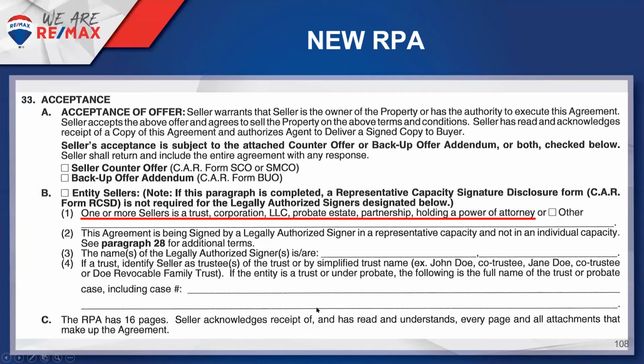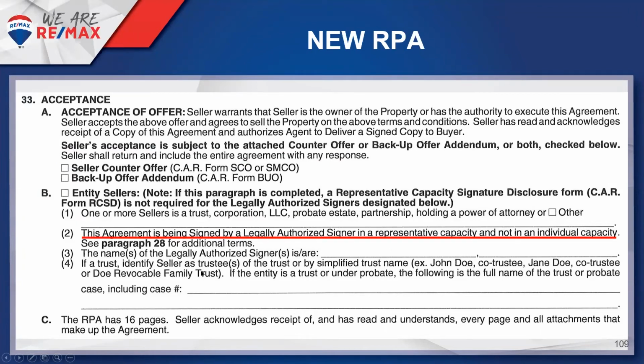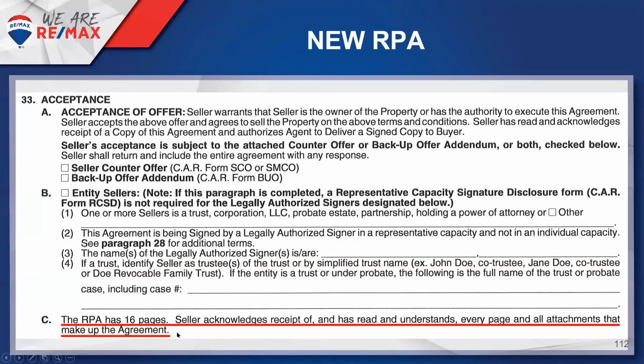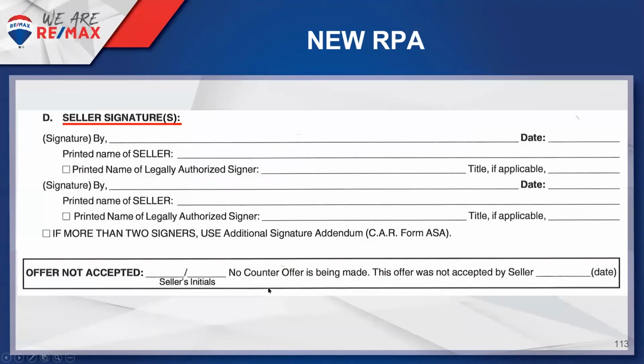One or more of the sellers is a trust, corporation, LLC, probate, partnership, or holds the power of attorney. There is an other in that blank if you have another entity. The agreement is being signed by the legal authorized signer who is acting in a representative capacity. Again, this is not an authority document. This is an information clause. The name of the authorized signer is listed here, and then the total complete name of the entity is listed on those blanks. And then again, the seller is also acknowledging there are 16 pages.